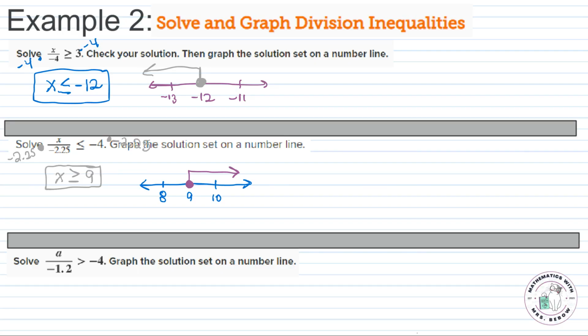So back to our last example here. A divided by -1 and 2/10 is greater than -4. So if we're dividing by -1 and 2/10, that means to solve this, we're going to multiply both sides by -1 and 2/10. So that cancels out, right? Division and multiplication are inverse operations. Because I am multiplying by a negative, I have to reverse my symbol. That is going to become a less than sign.